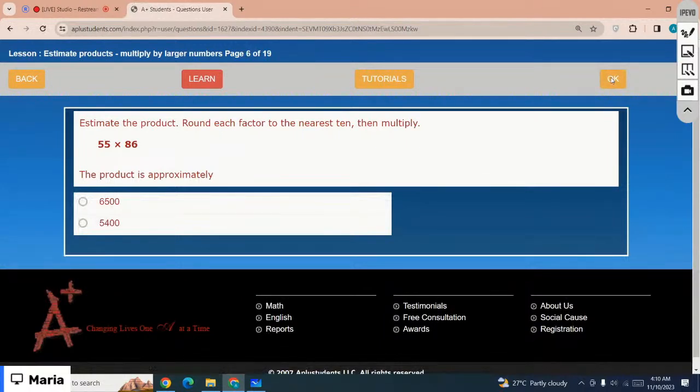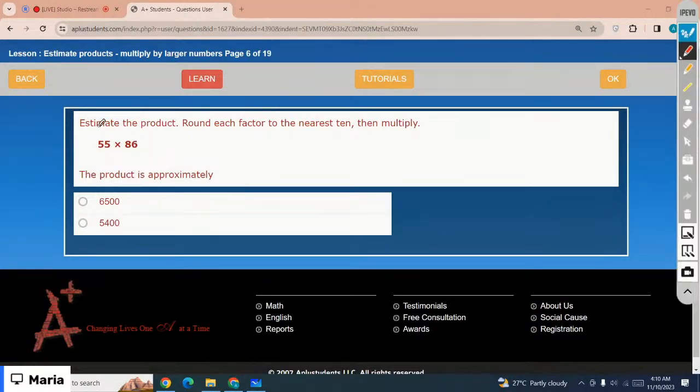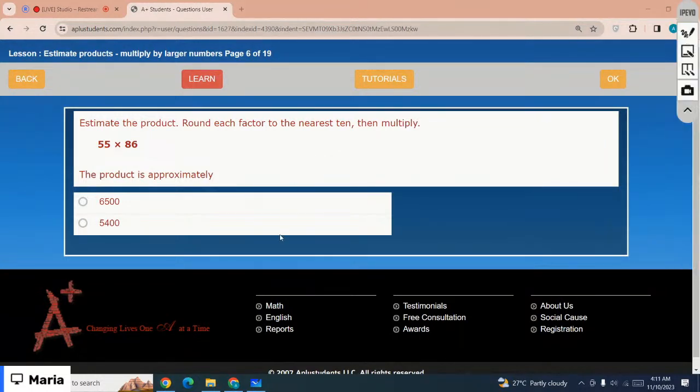Okay, the next one is estimate the product: round each factor to the nearest 10 and then multiply. So which is the correct option? 55 is rounded off to 60, and again 86 is rounded off to 90. Yes, so the correct option is 9 times 6 is 54. So option number 2 is the correct option. Got it? That is 5400.